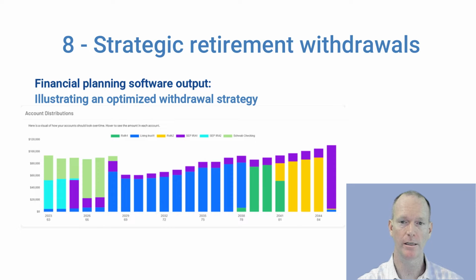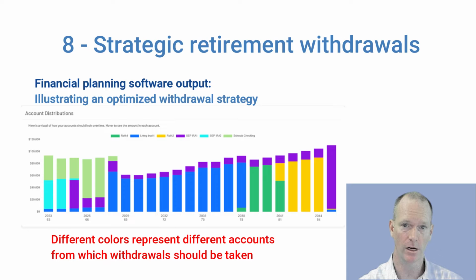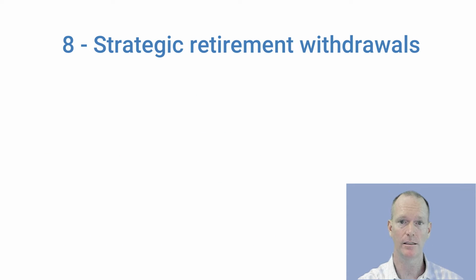Here, I'm sharing an illustration from my financial planning software, and the different colors show the different accounts from where money should be pulled out throughout retirement. As you can see, there doesn't look to be an obvious trend or strategy here. It's very complicated in order to minimize the taxes throughout retirement. It's very easy to get this strategy wrong.